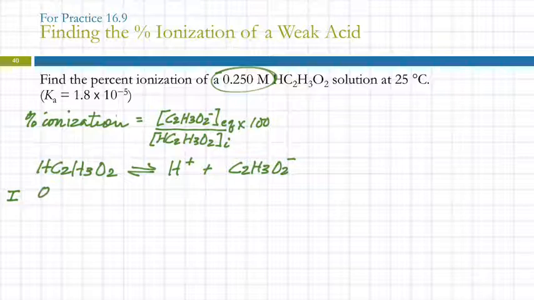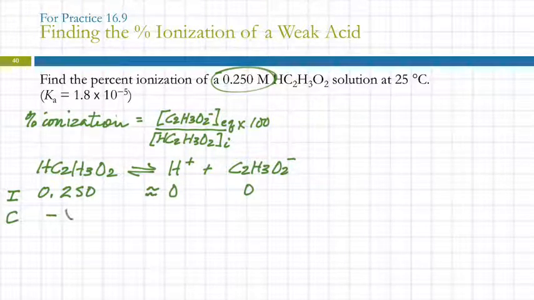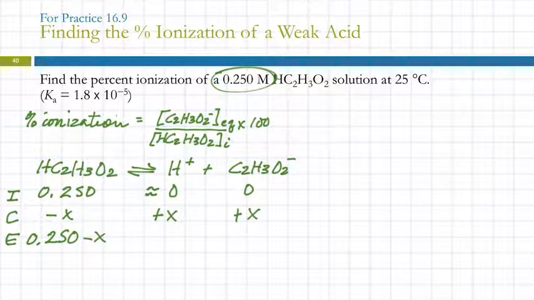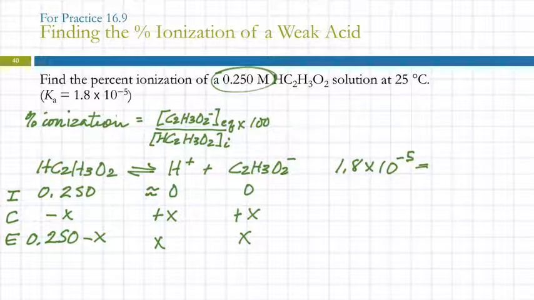So our initial concentration here is 0.250. We're saying that this is approximately 0, and that is 0. Change is minus x, plus x, and plus x. And equilibrium is 0.250 minus x, x, and x. We have our equilibrium constant there, the acid dissociation constant, 1.8 times 10 to the minus 5. And that's going to equal x squared over 0.250 minus x.